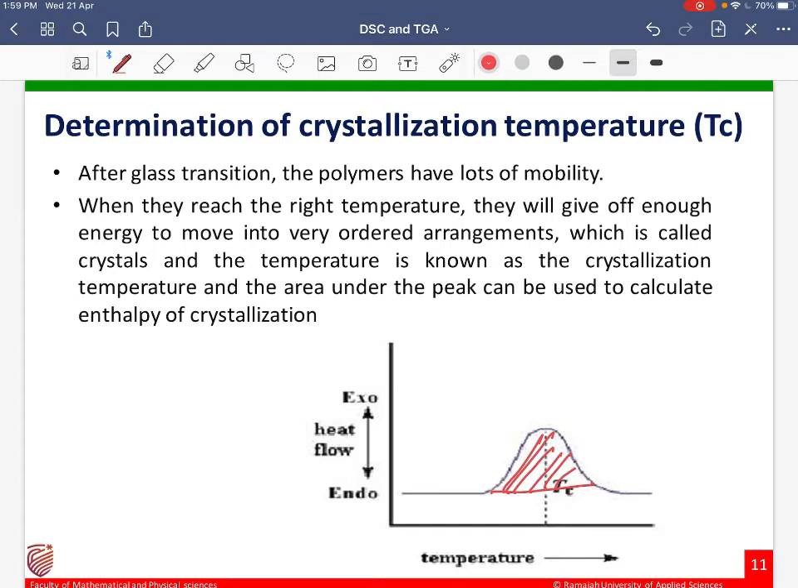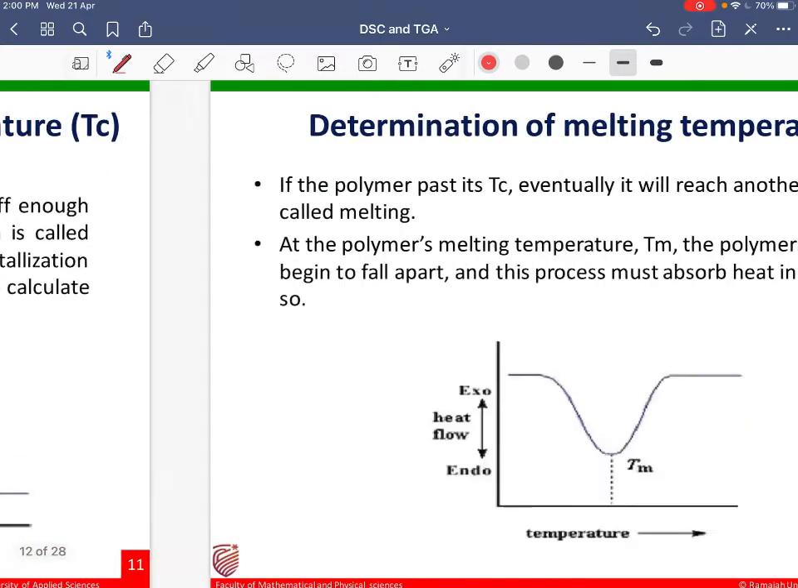So after a particular temperature, or below a particular temperature, what happens? The polymer molecules will be arranged in a particular ordered arrangement, which is called crystals, and the temperature is known as the crystallization temperature, and the area under the peak can be used to calculate the enthalpy of crystallization. For most polymers, this crystallization temperature will be visible when we cool the material from a higher temperature to a low temperature and measure the heat flow using differential scanning calorimetry.